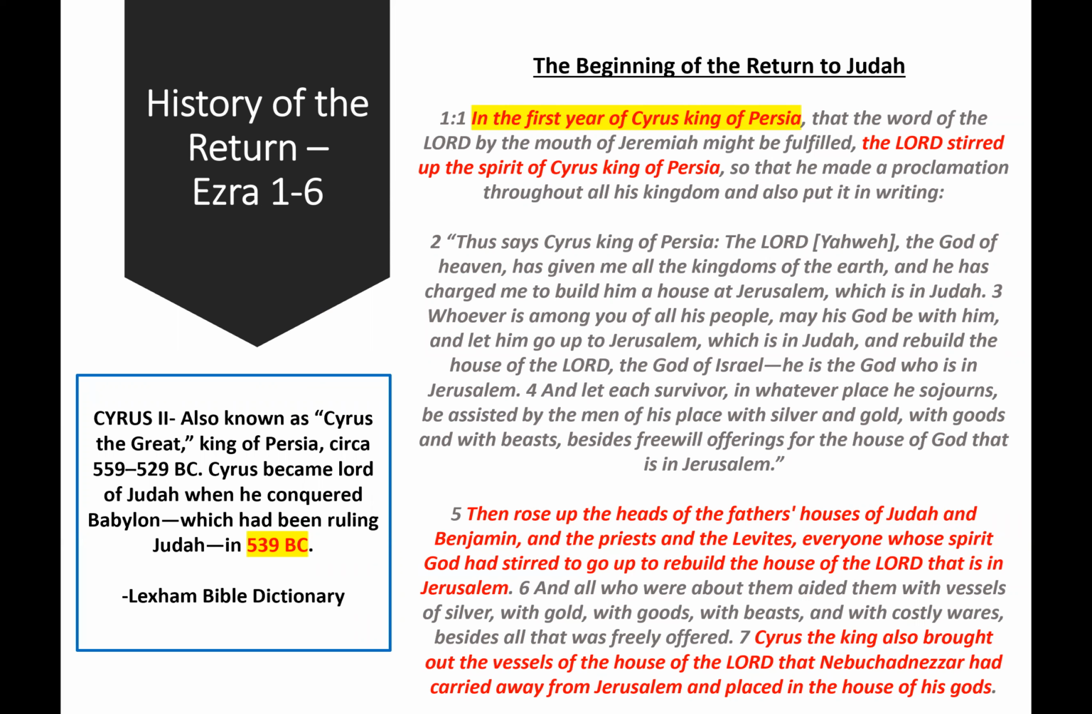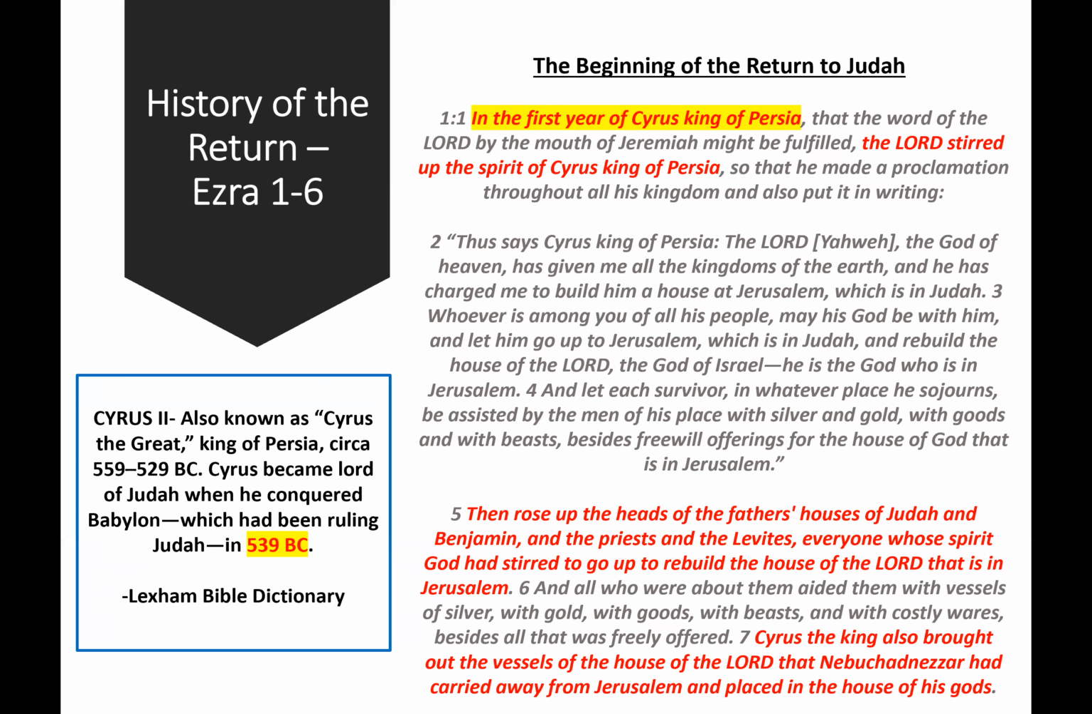Verse 2. Thus says Cyrus, king of Persia: The Lord, Yahweh, the God of heaven, has given me all the kingdoms of the earth, and has charged me to rebuild him a house at Jerusalem, which is in Judah. Whoever is among you of all his people, may his God be with him, and let him go up to Jerusalem, which is in Judah, and rebuild the house of the Lord, the God of Israel. He is the God who is in Jerusalem.